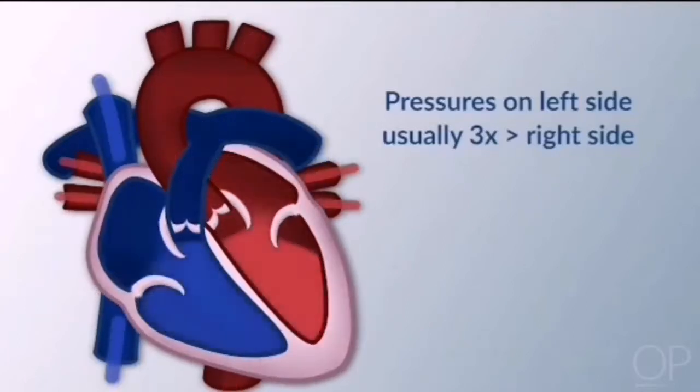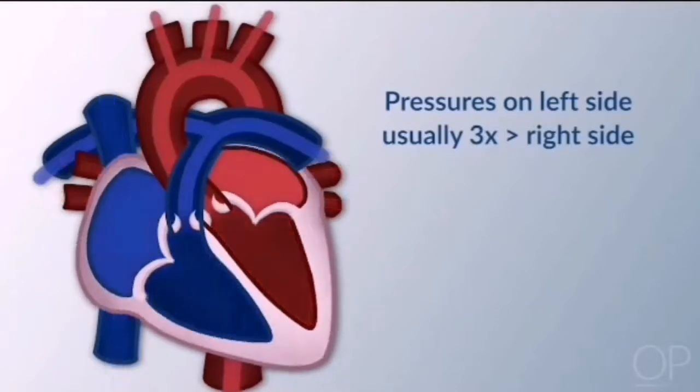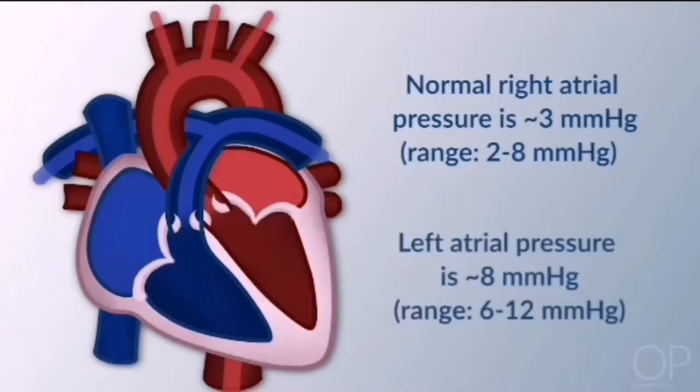The pressure on the left side of the heart is usually 3 times greater than the right side. The normal right atrial pressure is 3, with a range of 2 to 8. The left atrial pressure is 8, with a range of 6 to 12.